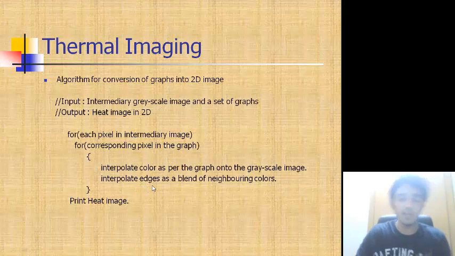Next, we interpolate edges so as to get a blend or a smooth gradient of colors so that we don't have any distortion. For this, finally we print a heat image right here.